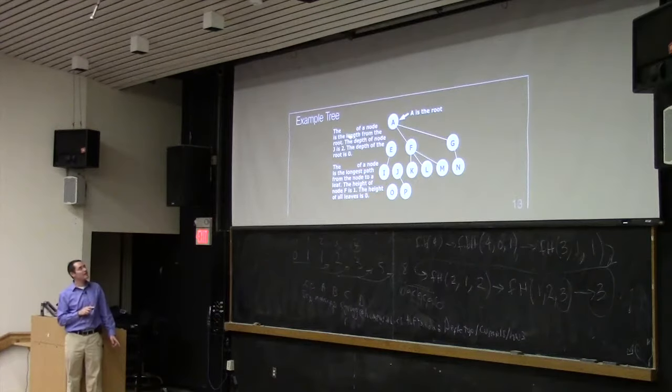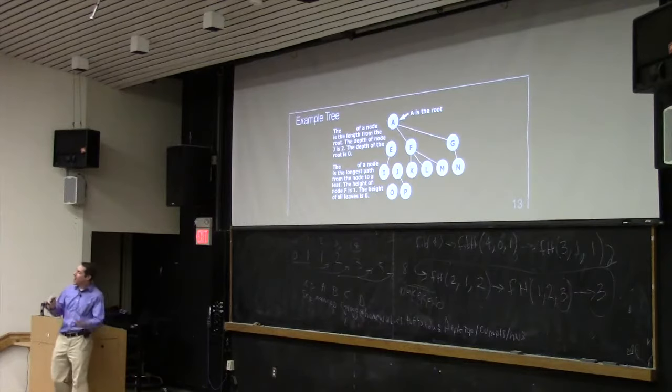The depth of a node is the length from the root to that node. So the depth of J, if you go up to A and you go down to J, it's 1, 2. The depth of the root is 0. It doesn't take any hops to go from the root to the root. So the depth of the root is 0. The height of a node is kind of the opposite, except you have to be a little careful.